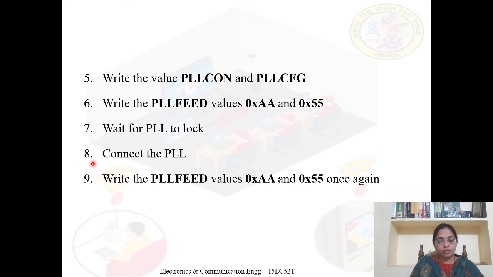Once it generates the desired frequency, the next step is to connect the output of the PLL to the CPU and other on-chip peripherals. And after that, once again, we have to write the feed sequence, that is, writing AA and 55 into the PLL feed register. These are the 9 steps that we have to follow to write a program for the PLL.